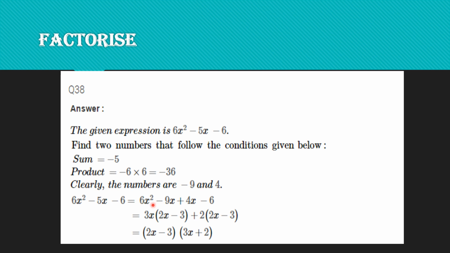Rewrite the given expression 6x² − 9x + 4x − 6. Take the common term as 3x. We get 2x − 3, plus 2 into 2x − 3. So the factors are 2x − 3 and 3x + 2.